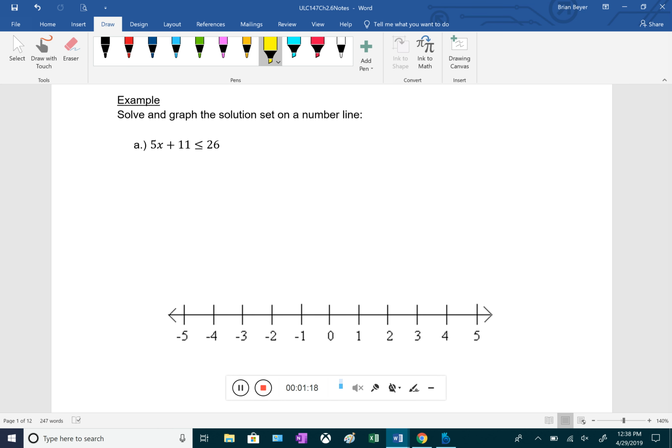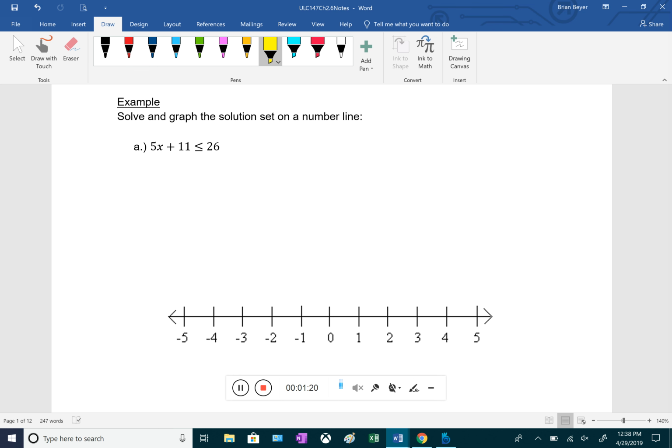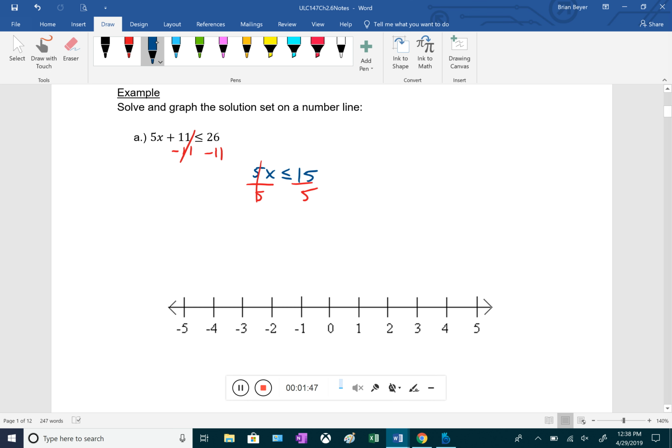So let's do a couple examples here. We want to solve this and then graph it on the number line. So we have 5x plus 11 less than or equal to 26. We need to solve for x. First we have to subtract 11 on both sides. So we get 5x less than or equal to 26 minus 11, so 15. And then we divide both sides by 5. Since it was positive 5, we don't have to reverse the inequality sign. So we get x less than or equal to 15 over 5, which is 3.